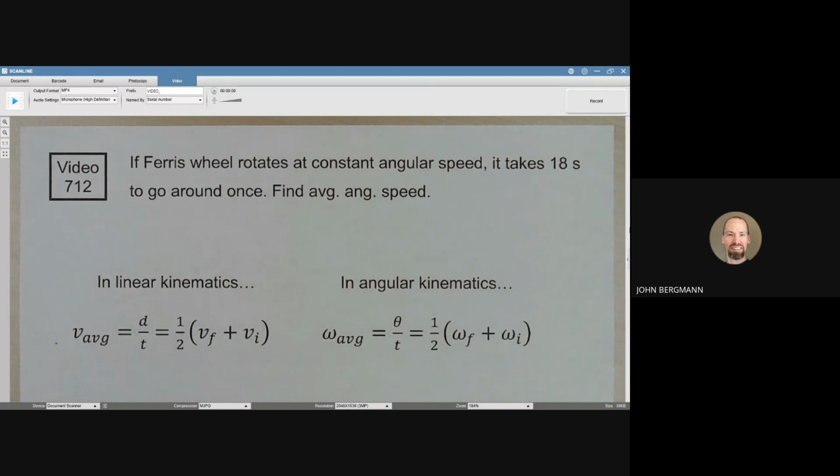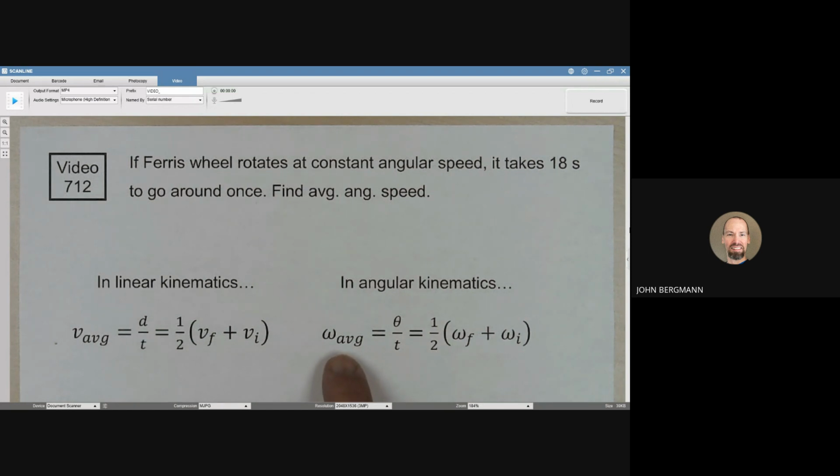We're now going to do a series of videos dealing with angular kinematics. Earlier in this class, we dealt with linear kinematics, things moving from here to there, and we dealt with things like average speed, displacement, final speed, initial speed. Now we're going to be dealing with things that are rotating or things that are moving in circles, and there is pretty much an exact correspondence whenever the acceleration is constant in angular kinematics compared to linear kinematics.